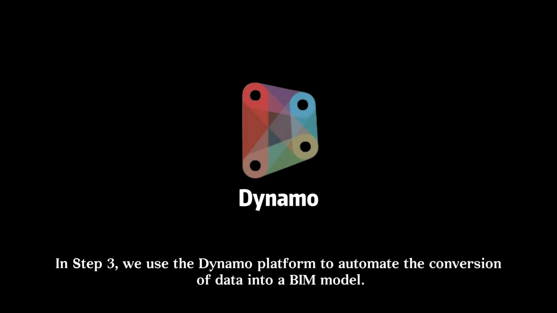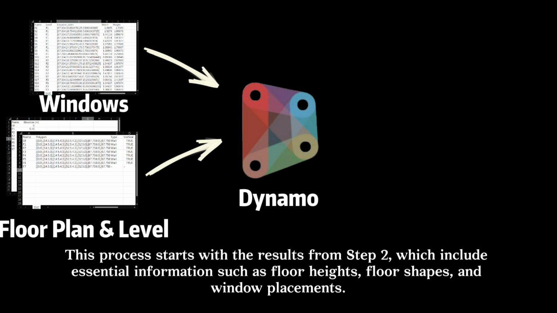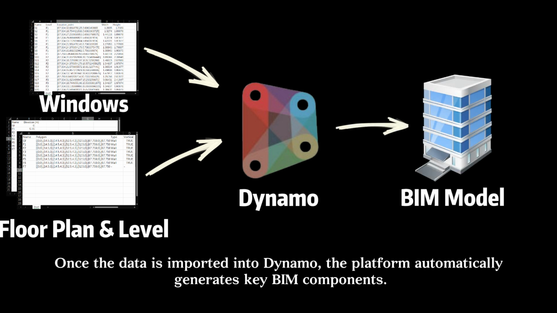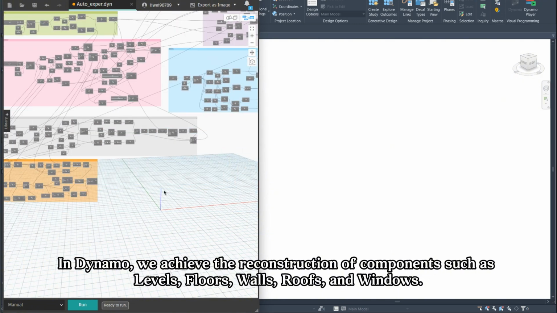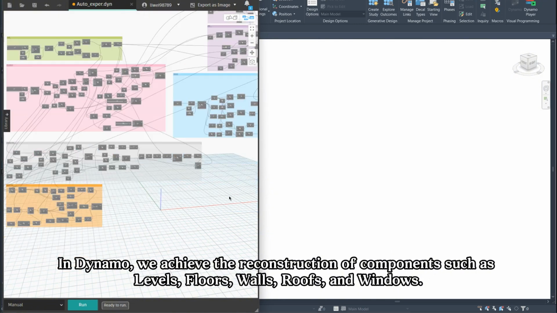In step 3, we use the Dynamo platform to automate the conversion of data into a BIM model. This process starts with the results from step 2, which include essential information such as floor heights, floor shapes, and window placements. Once the data is imported into Dynamo, the platform automatically generates key BIM components. In Dynamo, we achieve the reconstruction of components such as levels, floors, walls, roofs, and windows.